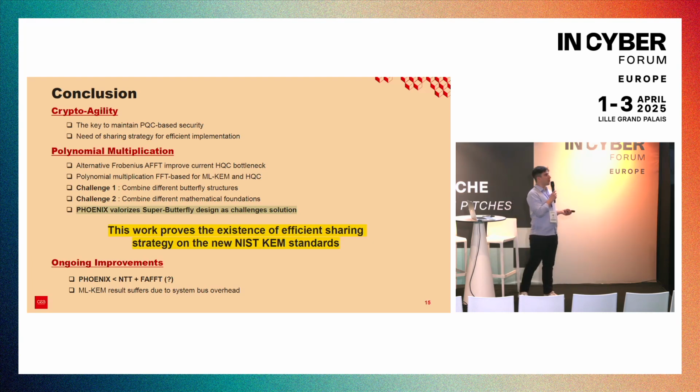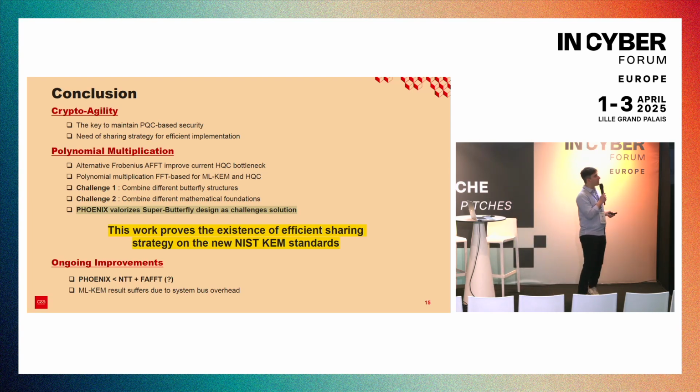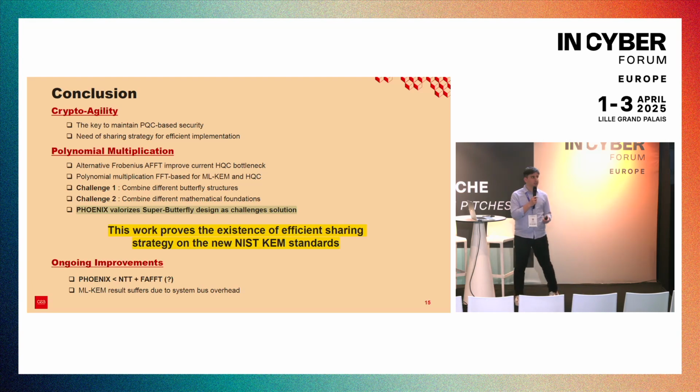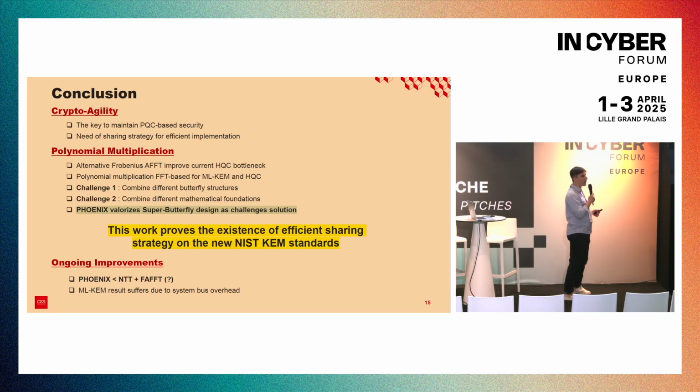So, as an ongoing improvement in the state of the art, what we want to prove is that our solution consumes fewer resources with respect to the sum of the NTT and a given Frobenius additive accelerator, and we are also working on better valorizing the performance of Phoenix in the ML-KEM algorithm using a different platform based on the RISC-V approach. So thank you for your attention.